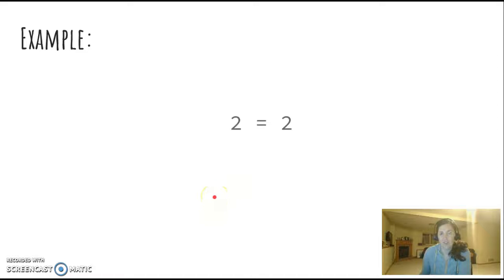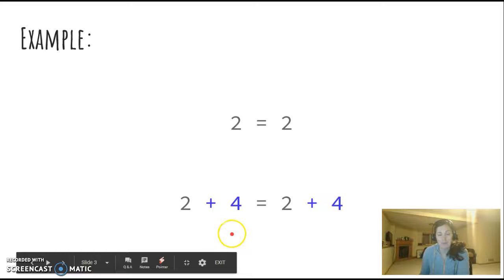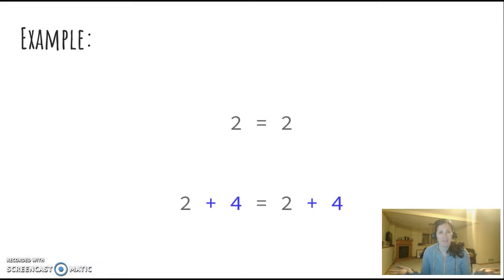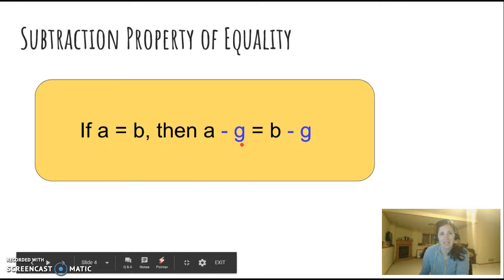So if you had 2 equals 2, clearly 2 is equal to 2, they're the exact same thing, but using our mathematical symbol of an equal sign, that tells us that they are equal quantities. If we use the addition property of equality to add 4 to both sides, 2 plus 4 equals 2 plus 4, and that is true, and 2 plus 4 equals 6. So both sides of the equation remain the same. 2 equals 2, 2 plus 4 equals 2 plus 4. The addition property of equality tells us that as long as we add to both sides, things remain in balance.